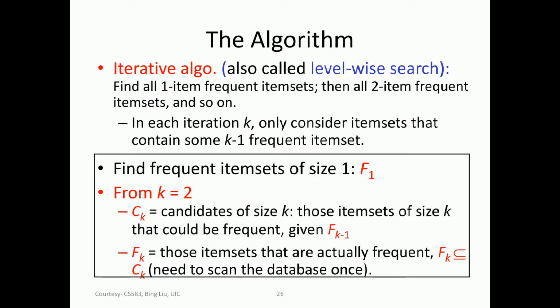In the iterative step, also called the levelwise search, we find all 1-item frequent item sets, then 2-item, 3, 4, and we go up to k. In each iteration k, we only consider item sets that contain some k minus 1 frequent item set. The steps are: find frequent item sets of size 1, that is F1, and from k equal to 2, find Ck, the candidates of size k, those item sets of size k that could be frequent, given F of k minus 1. Fk is those item sets that are actually frequent, Fk is a subset of Ck, and we need to scan the database once again.